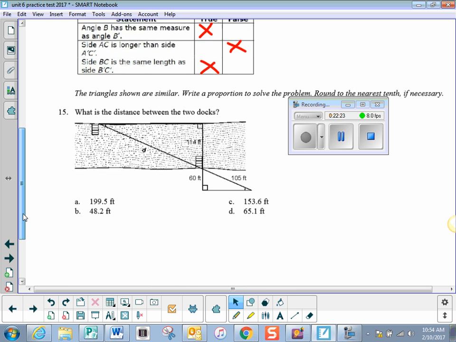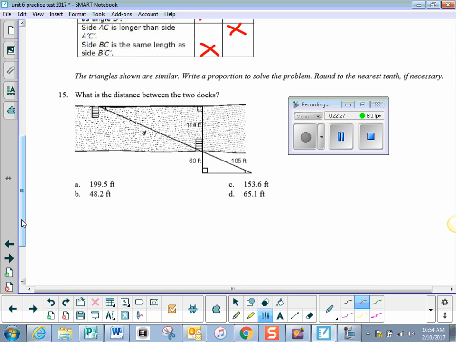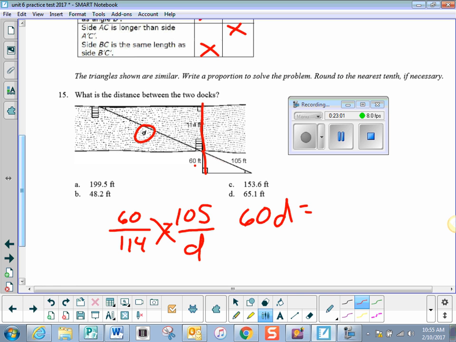Number 15. Similar triangles. Okay? Well, but let's think about this. If I rotate this 180 degrees clockwise, they're similar. So 60 corresponds to, what is that, 71.4? No, 114. Okay. So we need to write a proportion involving D. So the height of this triangle over the height of this triangle is equal to the hypotenuse of the small one over the hypotenuse of the big one. Now it's just cross product rule. 60D equals 105 times 114. Divide both sides by 60. And we get 199.5. A.